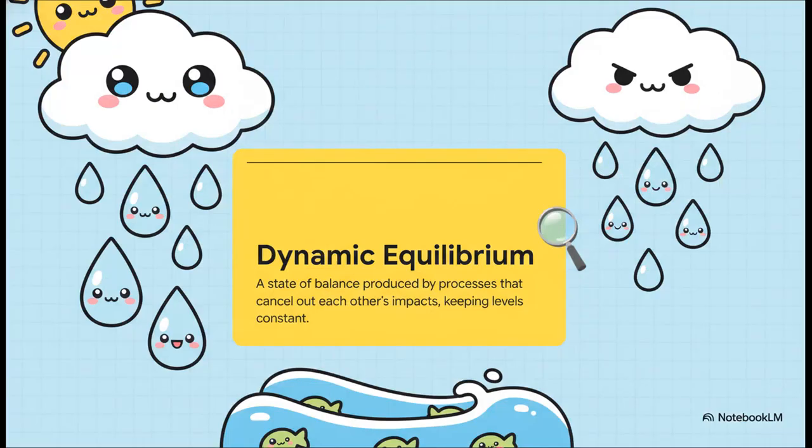Now, this right here is an absolutely crucial concept for your A-level. The natural water cycle exists in a state of balance called dynamic equilibrium. It just means that the amount of water evaporating is balanced out by the amount falling as rain or snow. So the system is always moving, but the overall levels in each part stay pretty much the same.